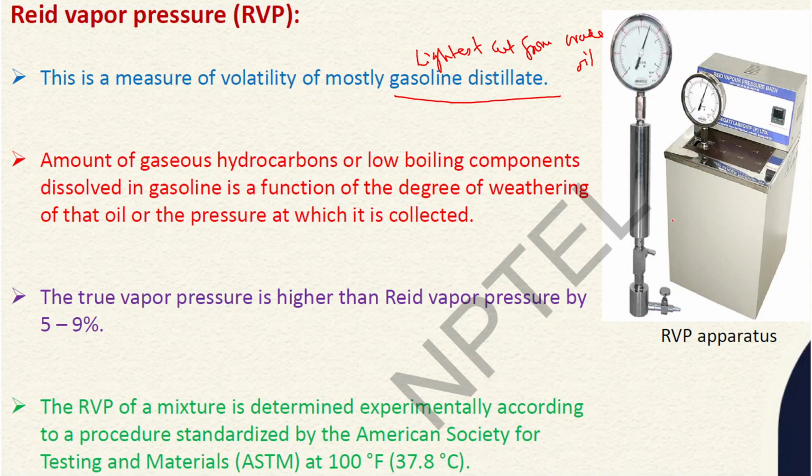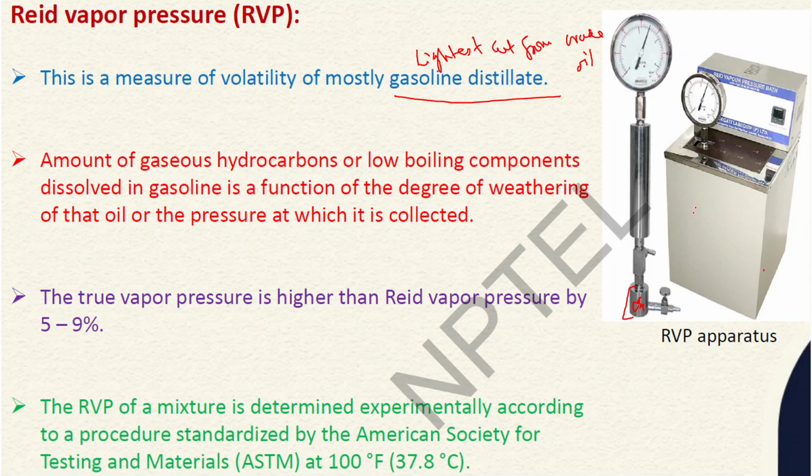This is a standard machine for the Reid vapor pressure measurement. This is a water bath where water is heated to a specific temperature, and this is a bomb. This is basically an RVP measurement instrument. This is a steel bomb where our gasoline is stored, and this is a meter for measurement of the vapor pressure. So the gasoline is stored in this steel bomb, and the water is heated up to a specific temperature. After storing the gasoline in this bomb, this whole arrangement is kept into this water bath.